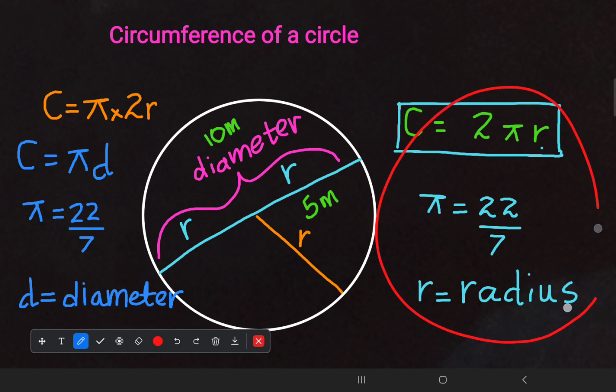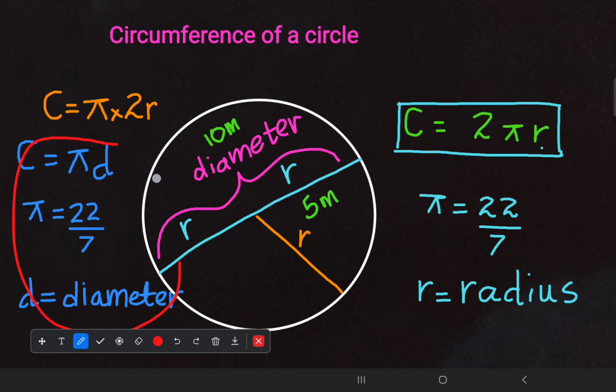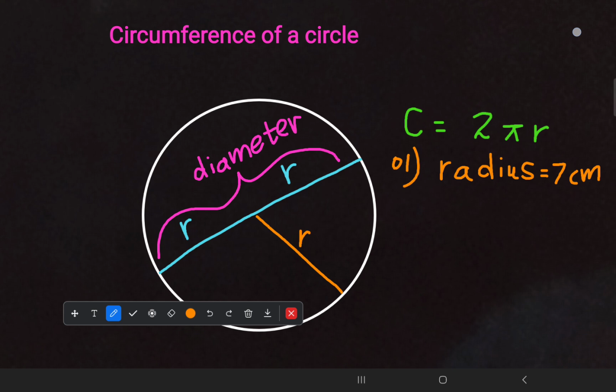If they give the radius, you can use the formula directly, that means C equals 2 pi r. If they give the diameter of the circle, you should use pi into d. That's the formula you should use.